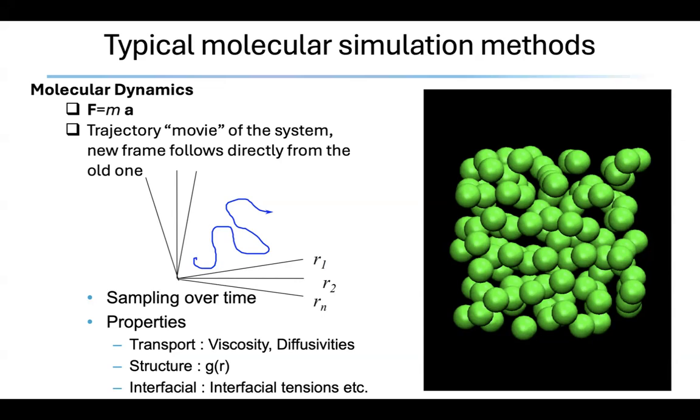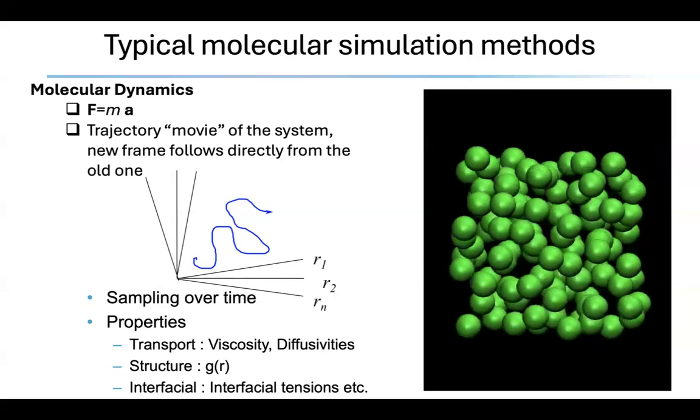And once the system has reached steady state, you can calculate properties such as viscosity and diffusion coefficients. You can also try to understand how the molecules are placed relative to each other, what the typical distance is, what the inherent structure of the system is, which is characterized by the radial distribution function called the g(r). You can also calculate interfacial tensions, how the molecules are placed at the interface, and so on. So you can predict a whole lot of properties.